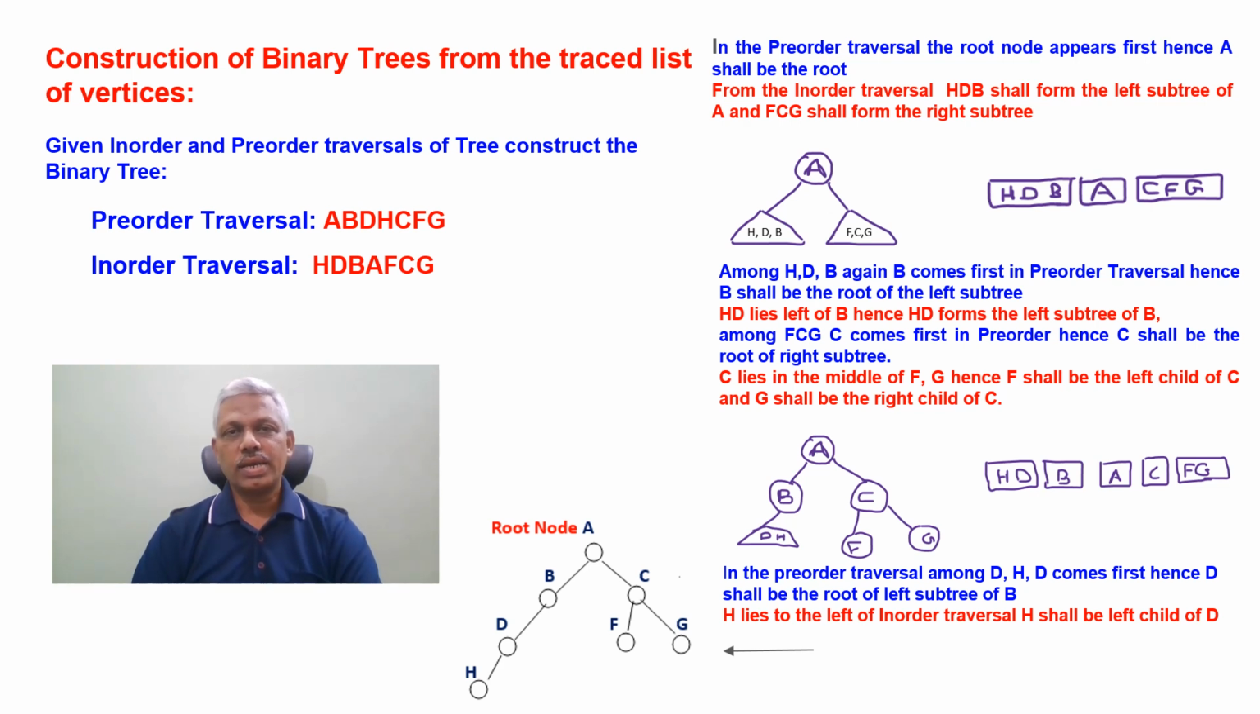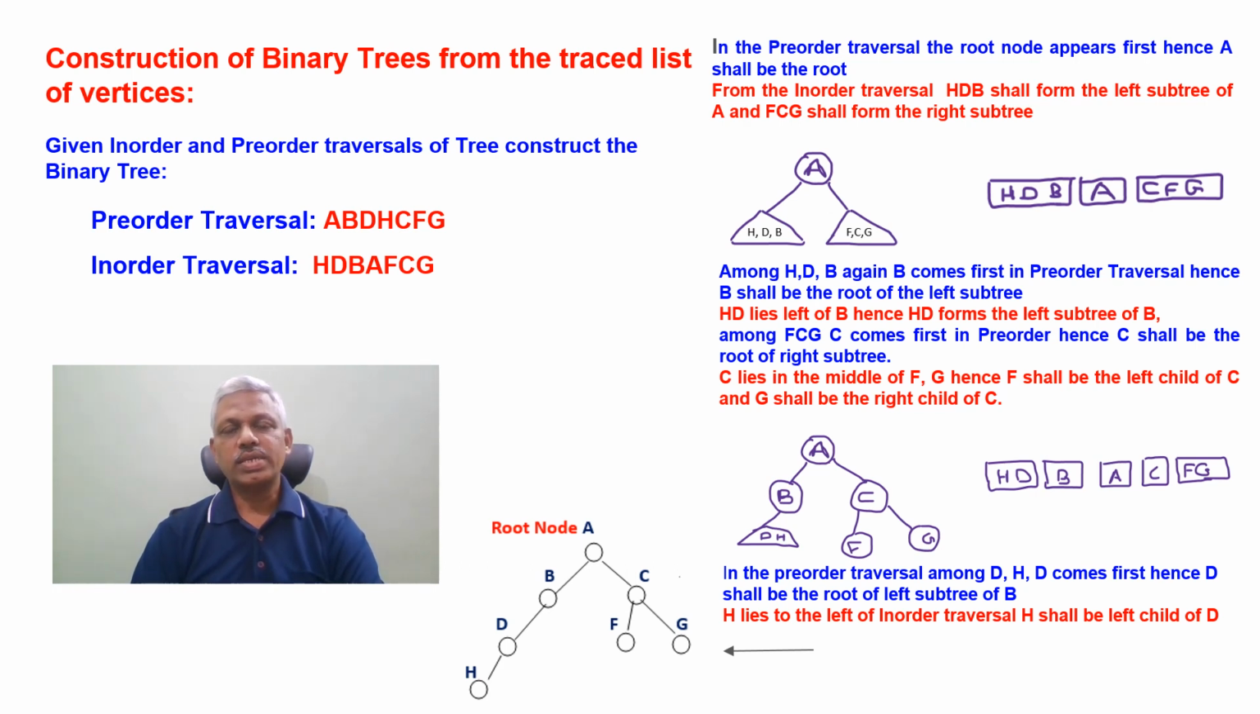Now, if you look at the pre-order traversal, obviously the root node should come first. It is an indication that A is the root node of the binary tree. Now, if you compare the vertices in the in-order traversal, HDB lies to the left of A and FCG lies to the right of A. So by combining this information, we can observe that A should be the root node, HDB forms the left subtree and FCG forms the right subtree. In the first stage, we can construct the binary tree.